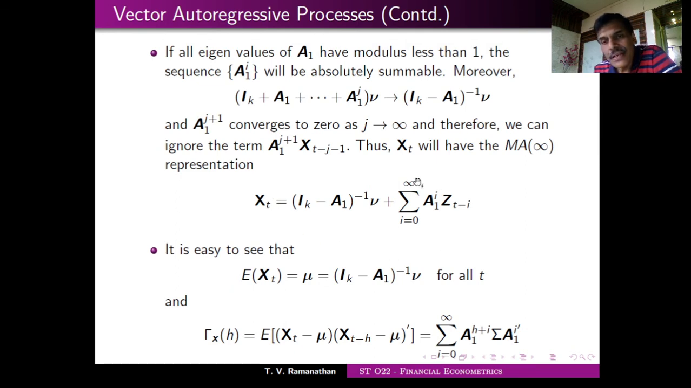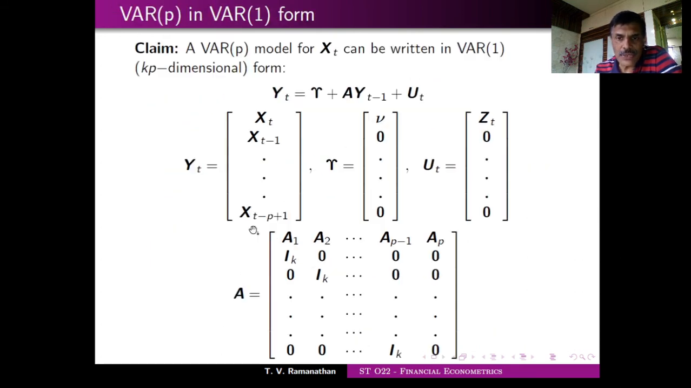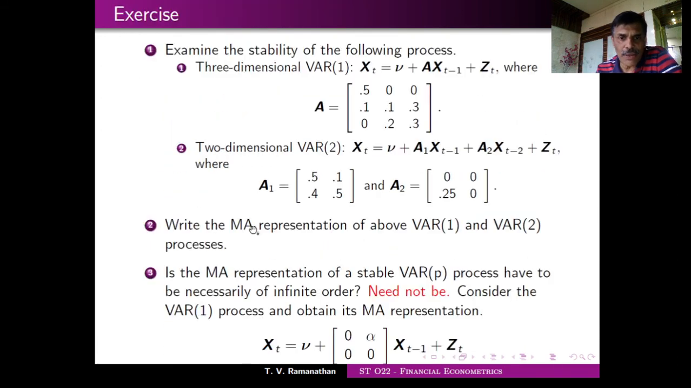Second example, it's a VAR(2). So first you need to convert it into a VAR(1) using the trick that we have mentioned, and then try to get this representation. Okay, so that is what this exercise is all about. So get the MA representation of the VAR(1) and VAR(2) process.